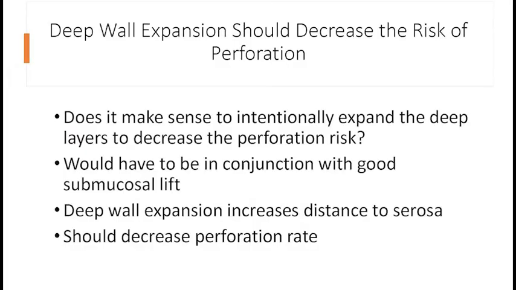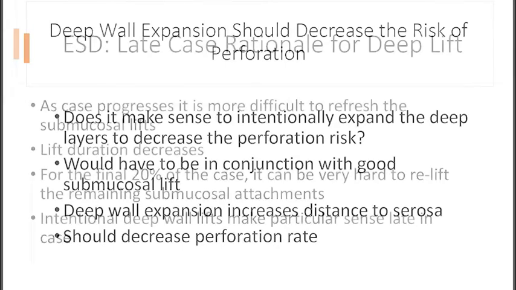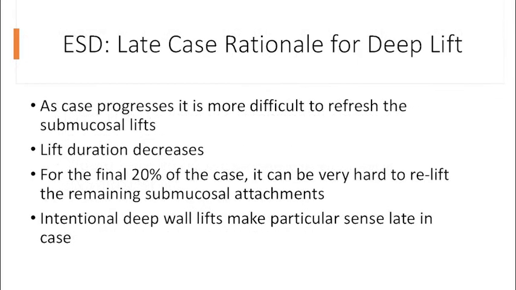Deep wall expansion should minimize the risk of transmural perforation by further thickening the bowel wall. A widened muscularis propria could sustain a superficial partial thickness deep muscle injury without a perforation occurring. In the setting of ESD and EMR, intentional deep wall injections would make sense only in conjunction with a good submucosal lift, which is critical since that is the plane of dissection. Intentional deep wall injections make sense late during ESD cases because it is harder to refresh the submucosal lift when the polyp is mostly detached.